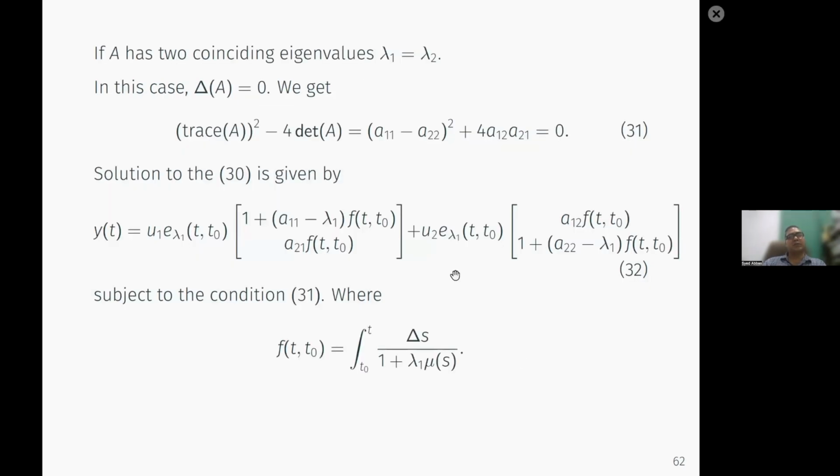So if A has two coinciding eigenvalues, let us say lambda1 equals lambda2.